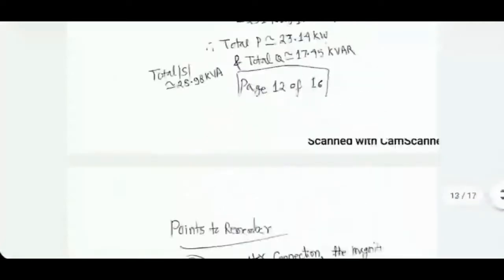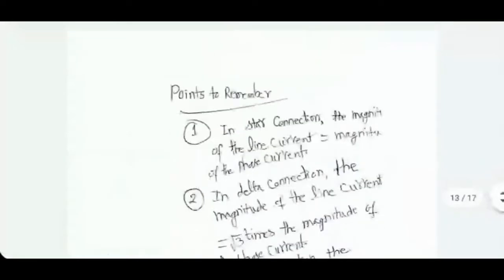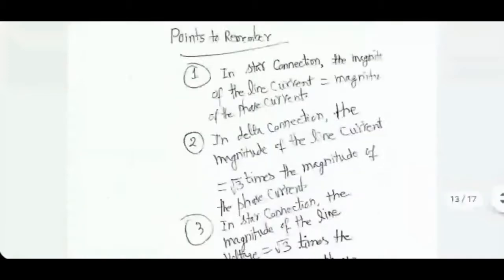Okay. Now, one thing, although we have not done the derivations for YY system, for delta delta system it has been done, and some points that come out for observation and for future reference are listed here. In star connection, the magnitude of the line current is same as the magnitude of the phase current. We have seen that.